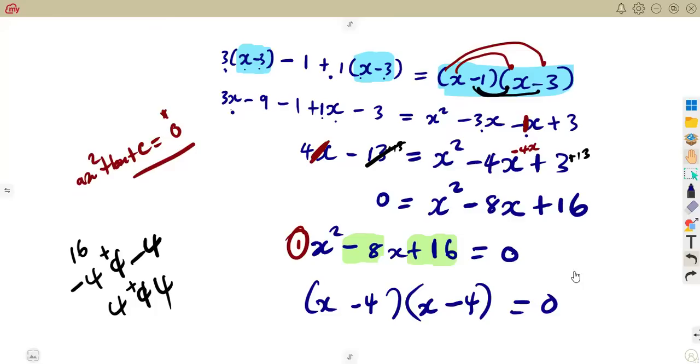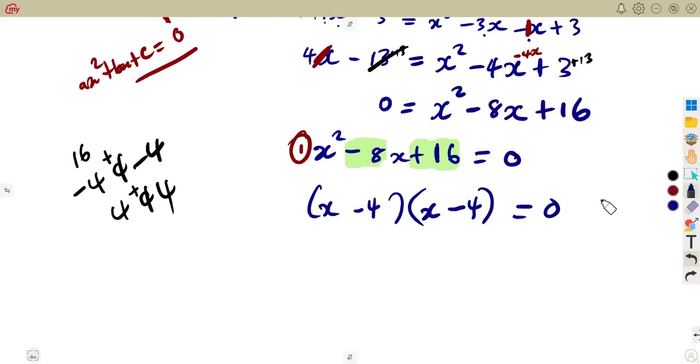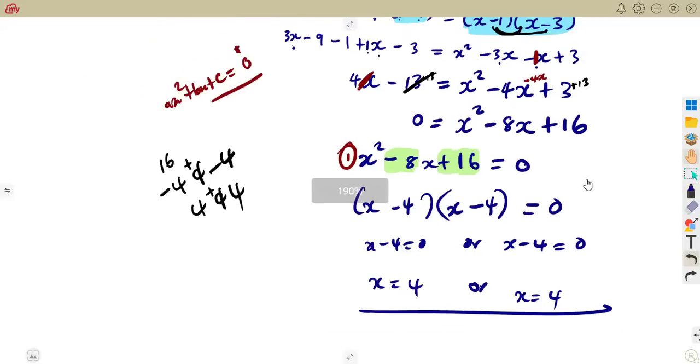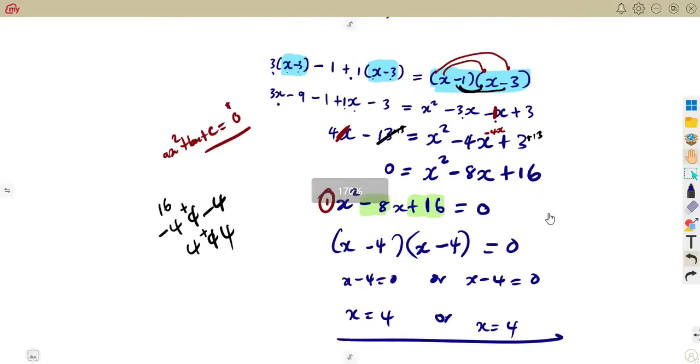One of these brackets must be equal to 0, guys. It's the same bracket. So x minus 4 is equal to 0 or x minus 4 is equal to 0. What are you saying? x must be 4 or x must be 4. This is what you're saying. All right. Just like that. So guys, it's not that much. Maths and 3 is not that much.